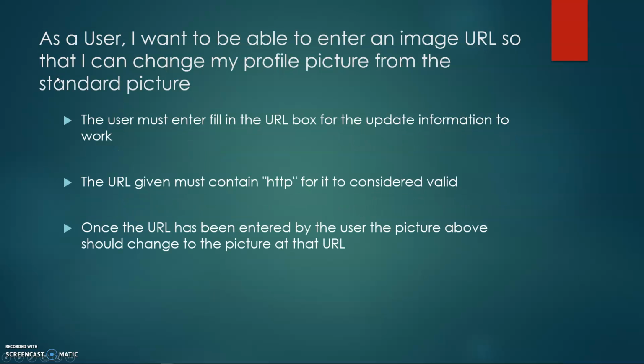As a user, I want to be able to enter an image URL so that I can change my profile picture from the standard picture. The user must fill in the URL box for the update information to work. The URL given must contain HTTP for it to be considered valid. And once the URL has been entered by a user, the picture above should change to the picture at that URL.